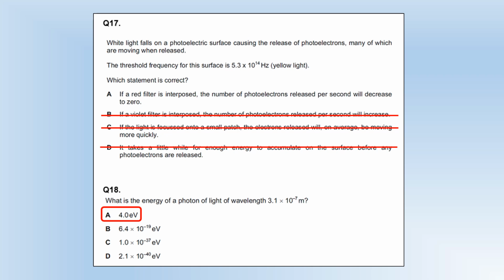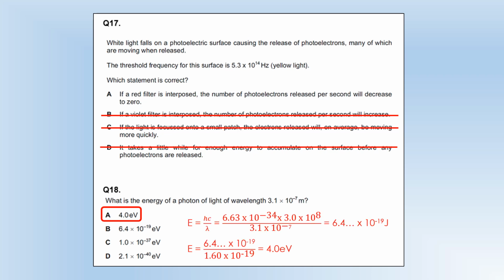What is the energy of a photon of light of wavelength 3.1 times 10 to the minus 7? Well, I've gone straight away for option A because it's the only one that's in the right order of magnitude to be possible. An electron volt is an incredibly small unit of energy. Anyway, these other ones just don't make sense to me. But if we actually work through the calculations, we can work out the energy, convert it to electron volts, and you see it is indeed option A.